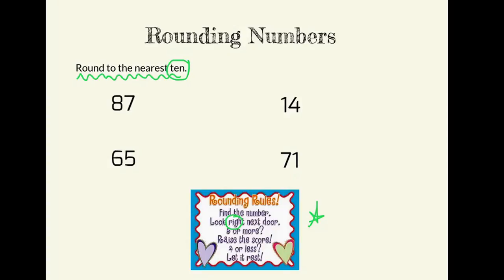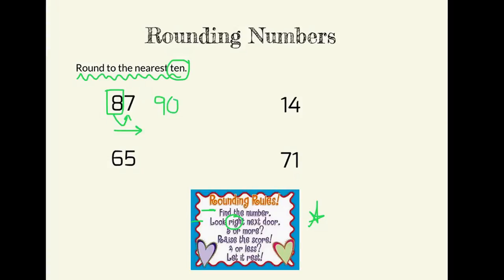Okay, so first thing, find the number. So 8 is in the tens place. Next rule, look right next door. So I look right next door. 5 or more, raise the score. 7 is bigger than 5, so I'm going to bump that 8 up, raise it to a 9. Remember with rounding, all the numbers after the one you rounded change to zeros.